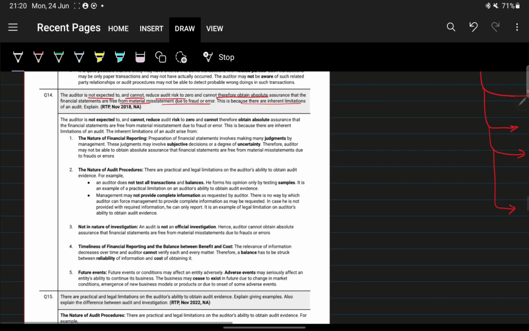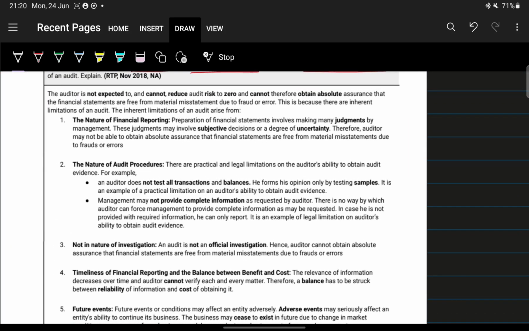Okay. We'll just see what they've given out here. Auditor is not expected to and cannot reduce audit risk to zero, and therefore cannot obtain absolute assurance. This is because there are inherent limitations. The nature of financial reporting: preparation of financial statements involves many judgments by management. These judgments involve subjective decisions, and there is a degree of uncertainty. Could have added the fact that there is a degree of uncertainty also in the answer, but it's okay.